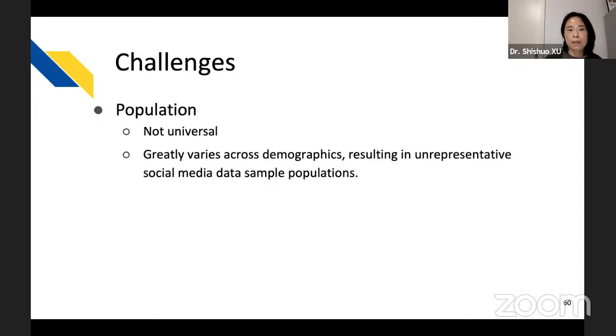The first one is about the population, because some of the geosocial media sites are not universal or not available globally, and the users of the social media sites are mostly the young generation. So it presents a bias in age and gender, and it may be considered not representative of the sample population.